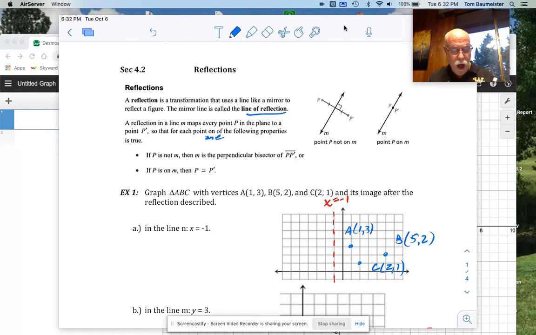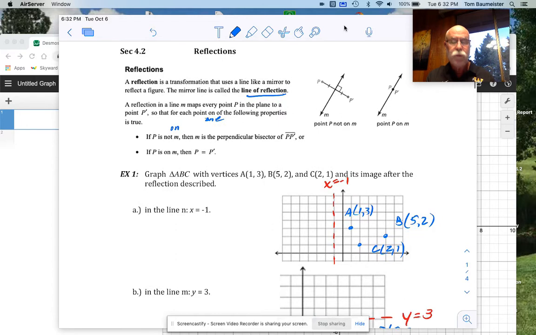If P is not on M, then M is the perpendicular bisector of line segment PP prime. Or if P is on M, then P is equal to P prime. So I went ahead and started here.